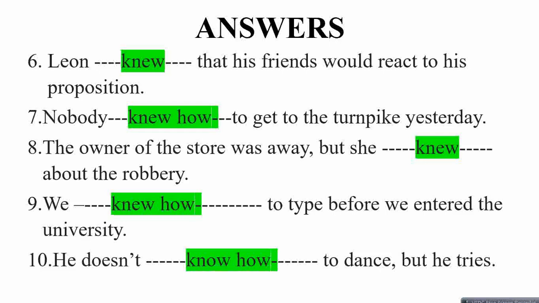Question 6. Leon knew that his friends would react to his proposition. So here you have a whole sentence present. Would is showing that it's past tense. So before it you will mention know in its second form, which is knew.